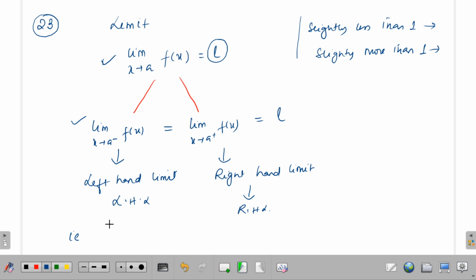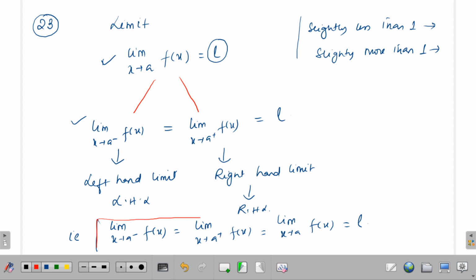for your limit. Mathematically, it will be nothing more than the limit of x tends to a minus f of x is equal to the limit of x tends to a plus f of x is equal to the limit of x tends to a f of x equal to your L. So that's all about the mathematical definition of your limit. Your left hand limit should be equal to your right hand limit all the time. Okay, so that's all about your limit.